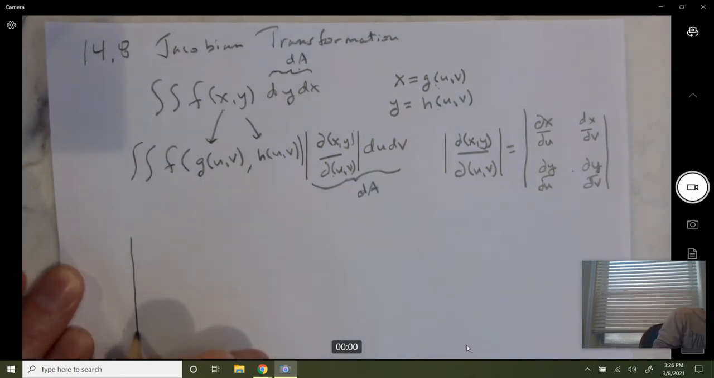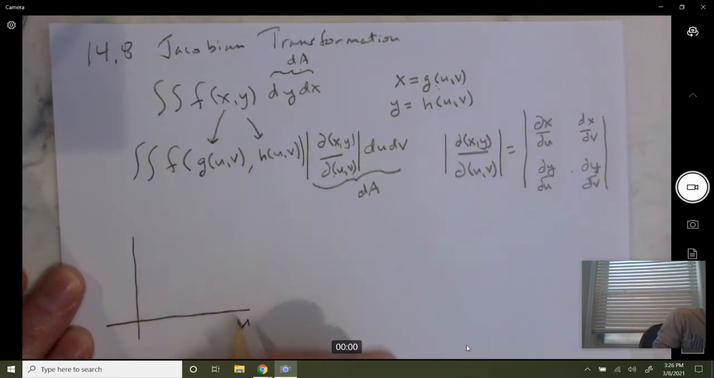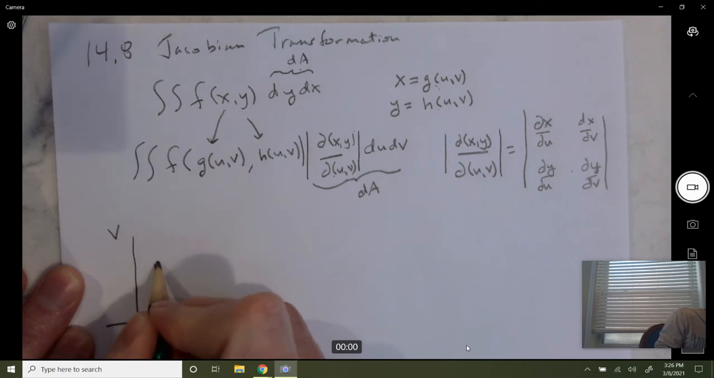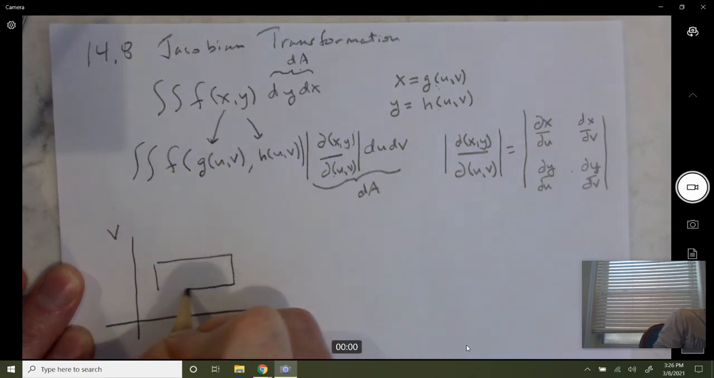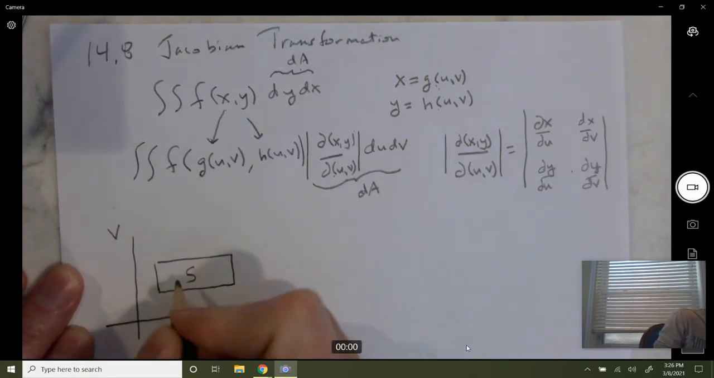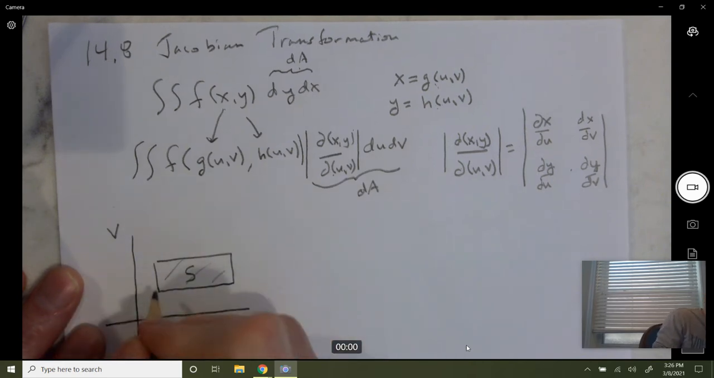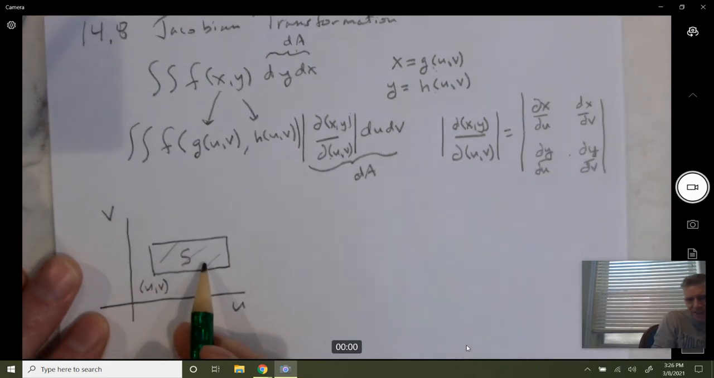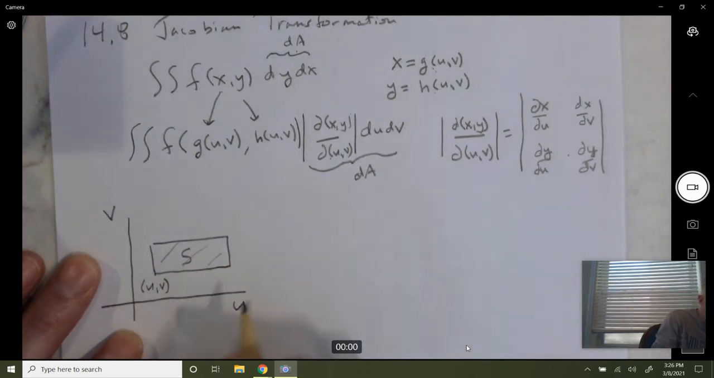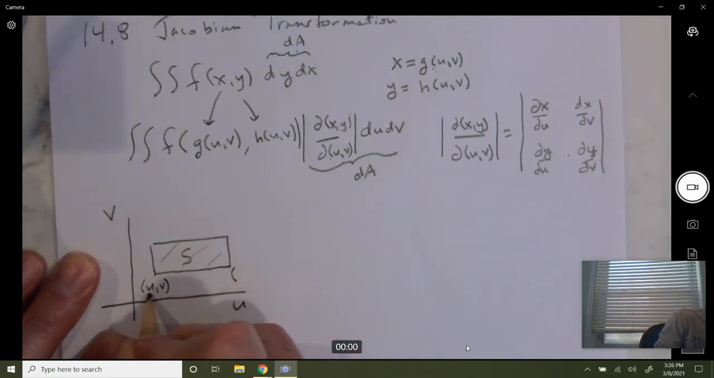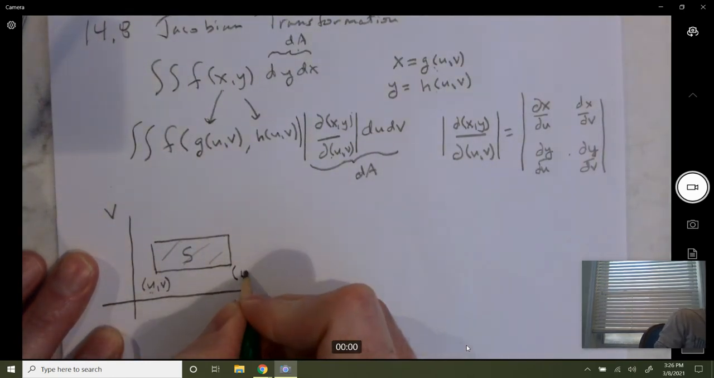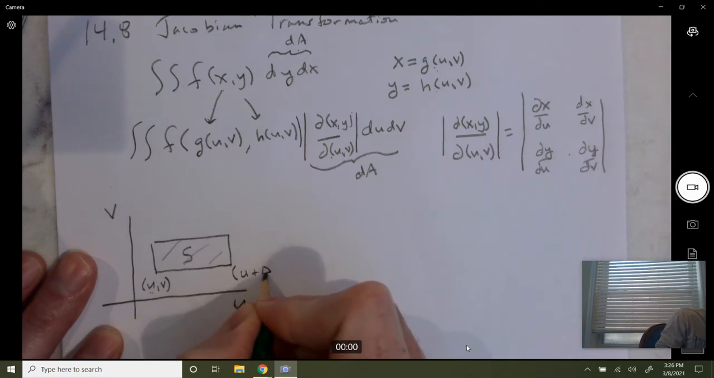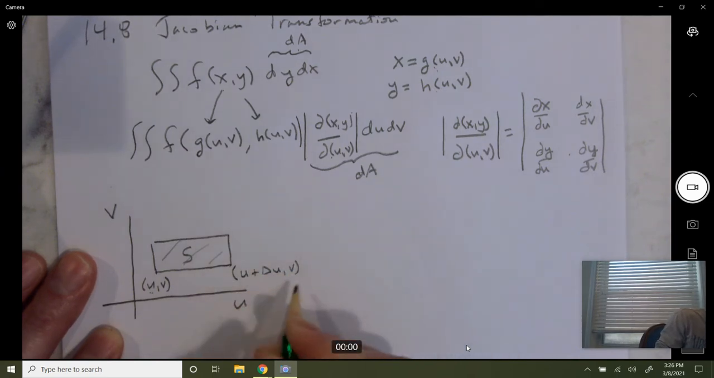So normally we do a transformation because on the u v plane we want something to be a rectangle. We'll call this region S. There's your region S. This point right here is going to be u comma v, and this is really just a tiny, tiny little area that's part of your region. As we move in the direction of u, we add a tiny bit to u, so this point is u plus delta u, comma v. Notice the v didn't change.